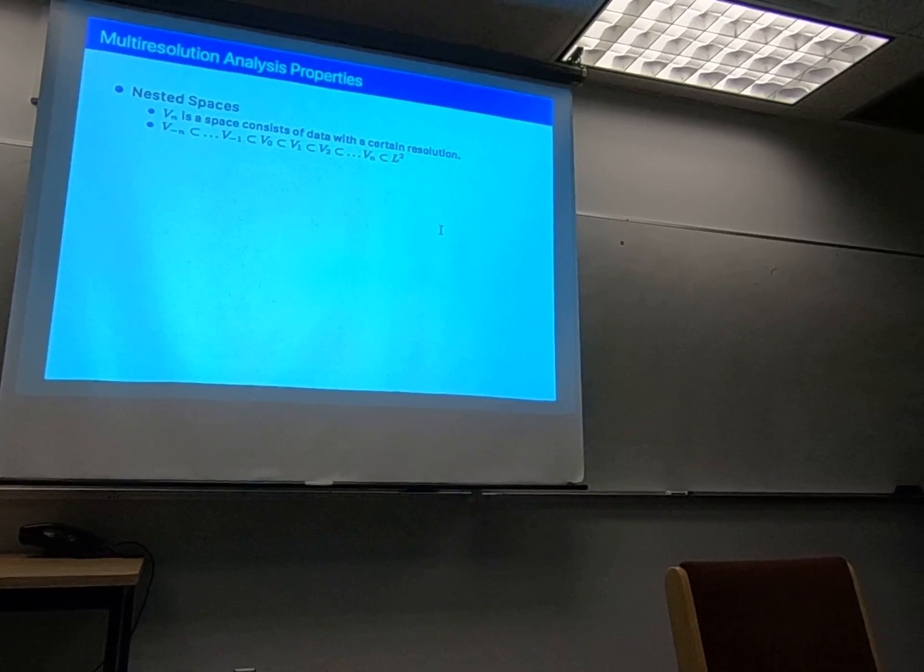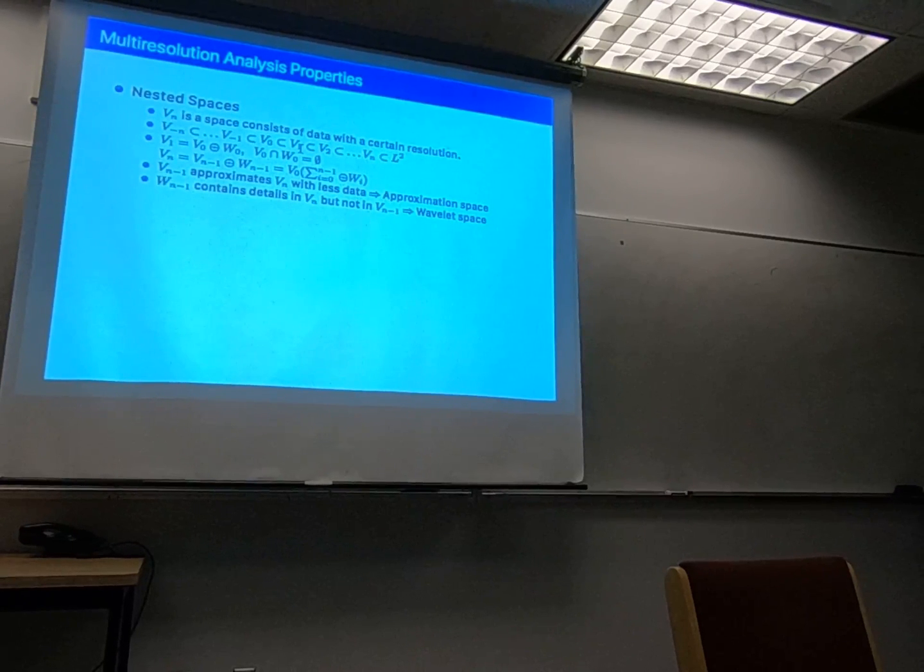A space is just a set consisting of data with a certain resolution. The subscript is a certain resolution, and a larger subscript means a higher resolution. The nested space means the lower resolution space is a subset: the data in a lower resolution space also exists in a higher resolution space. So you can see V0 is a subset of V1 and a subset of V2, a subset of L2. L2 space just means the spaces have finite energy, finite information.